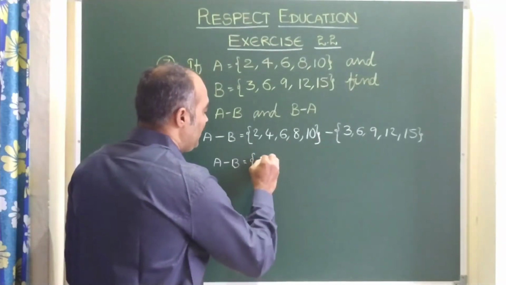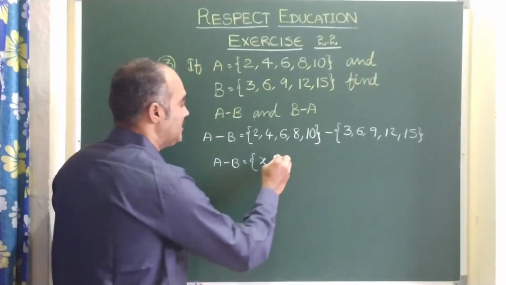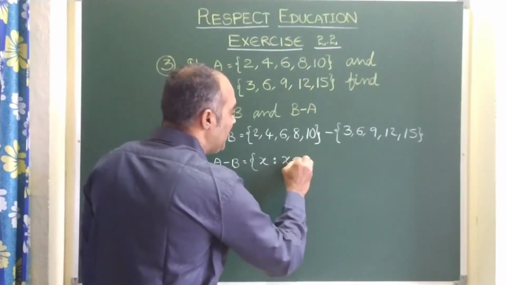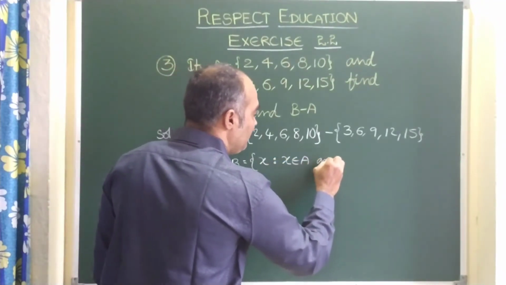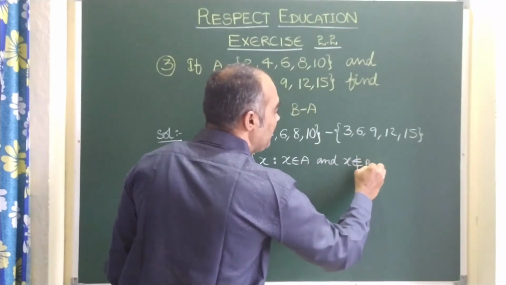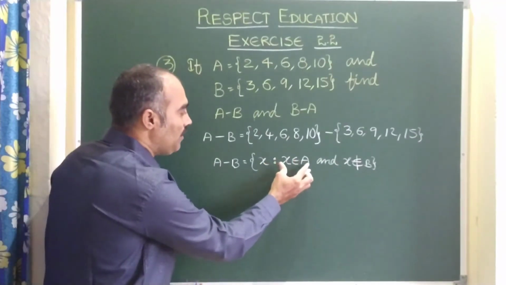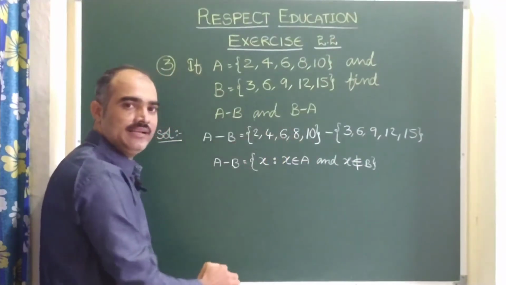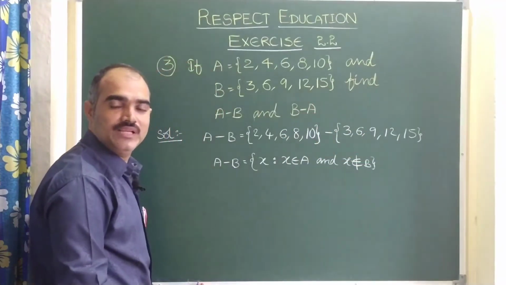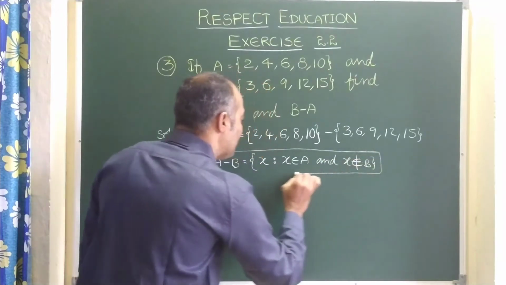Here, the element X comes such that X is in A minus B, children, if X belongs to A and X does not belong to B. The meaning is that you have to pick up the elements which are there in A and which are not there in B. Is it clear? So this is the difference of sets.